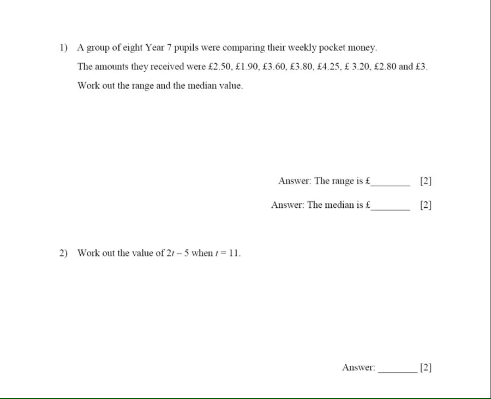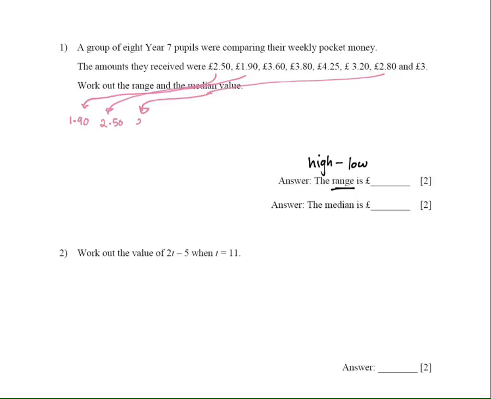We're asked to find the range of the data. In most of these questions, at some point we're going to have to arrange them in order, so we should do that to start with, the smallest value being £1.90. When we're looking for the range, we're going to be looking for the highest, subtract the lowest. Okay, so let's put £1.90 here. The next value being £2.50.